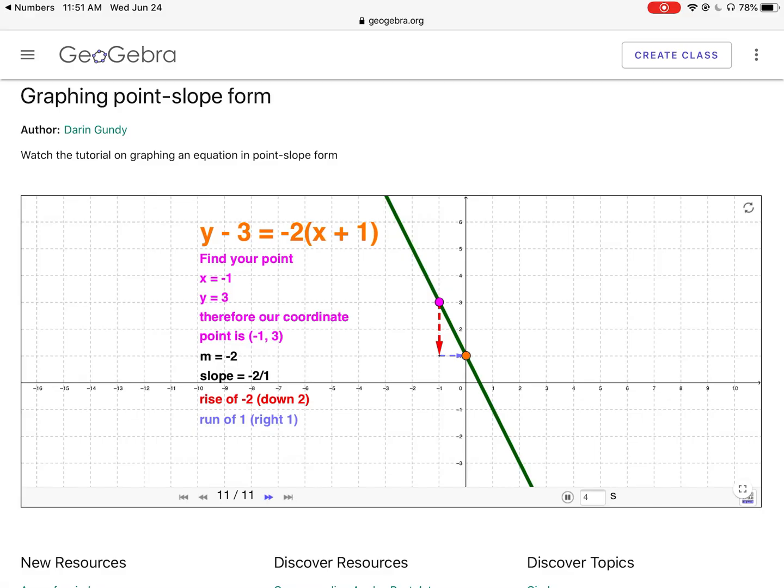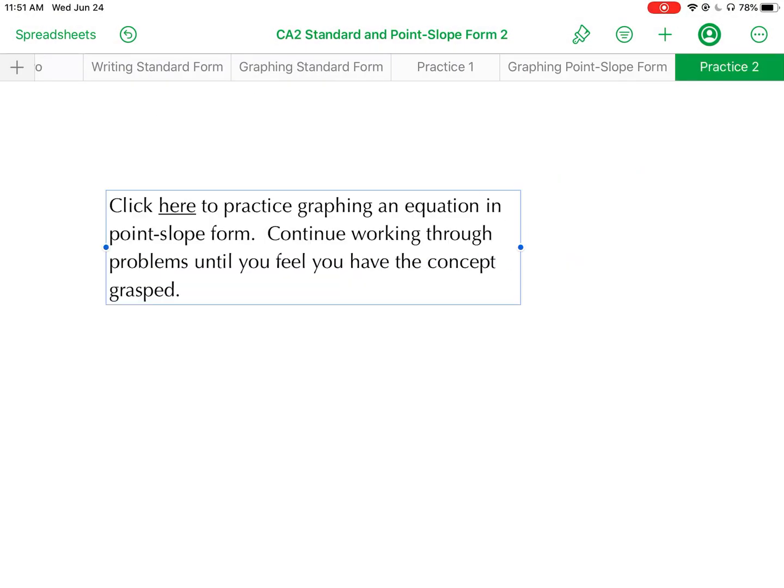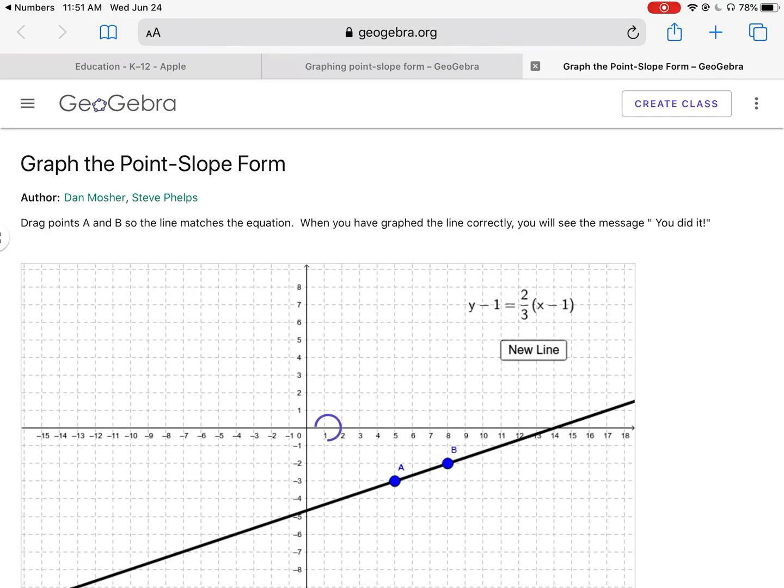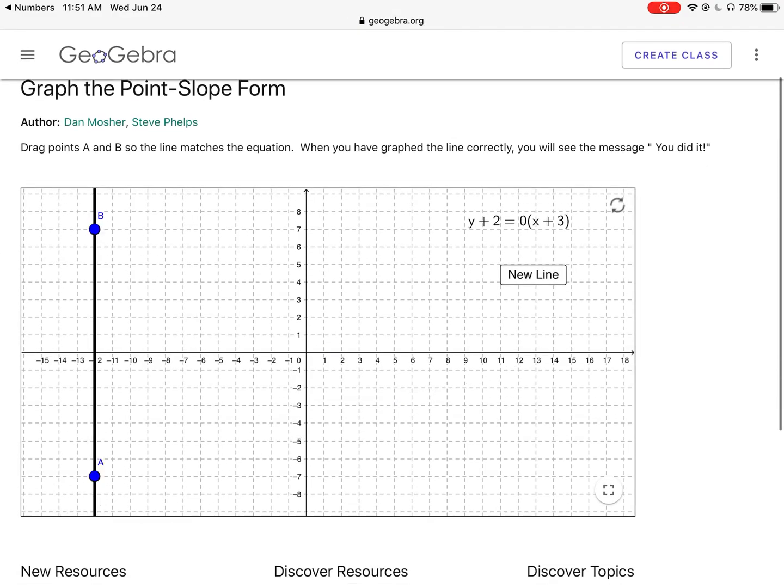Okay, so if you go back in your notes, you'll notice I have another link on the practice 2 sheet that we can use to get practice ourselves here. So let's click on that and I'll run through one with you. All right, so here we have an equation y minus 3 equals 3/2 multiplied by the quantity x plus 2. We would like to graph that by simply moving the points A and B in the proper position, okay?